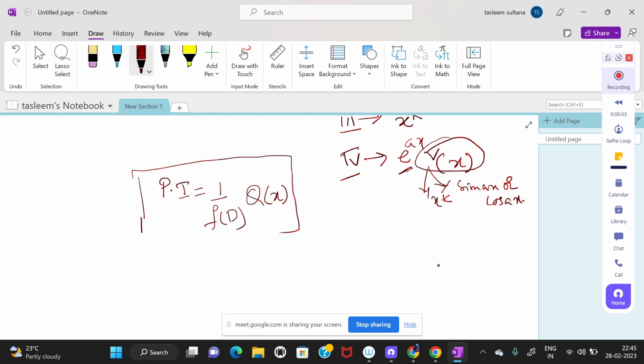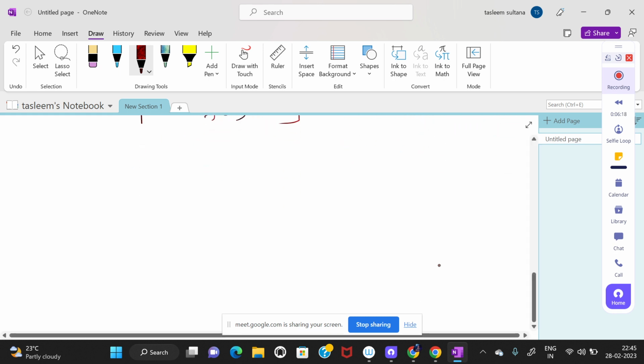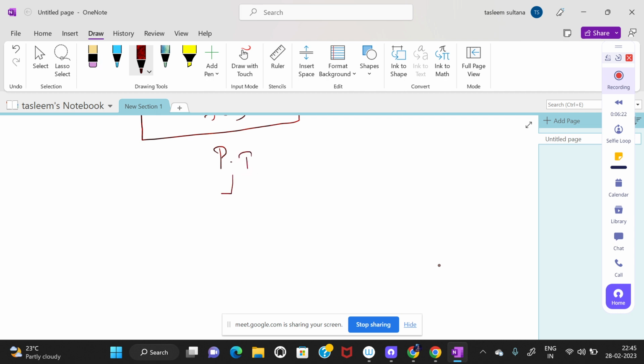Ma'am, in this, what's Q of x? Q of x, or you can write it as simply x only. This Q of x can be in the form of your rule 1. For finding your PI, there are some rules. Your rule 1 will be when it is in the form of e power ax.